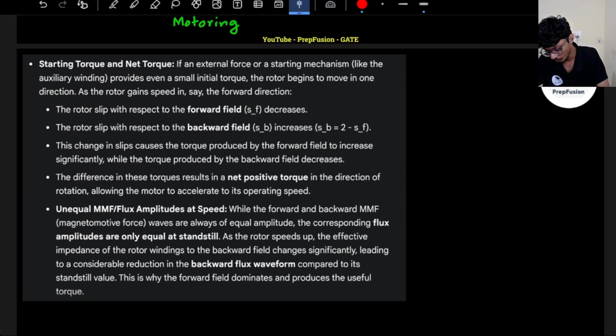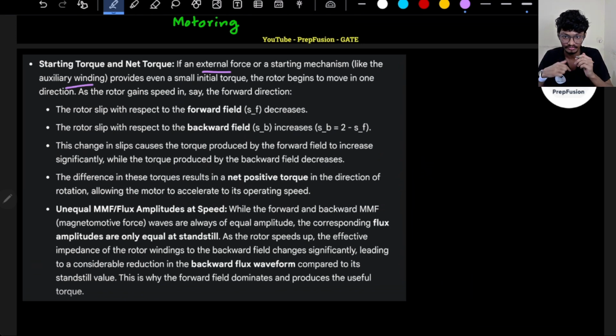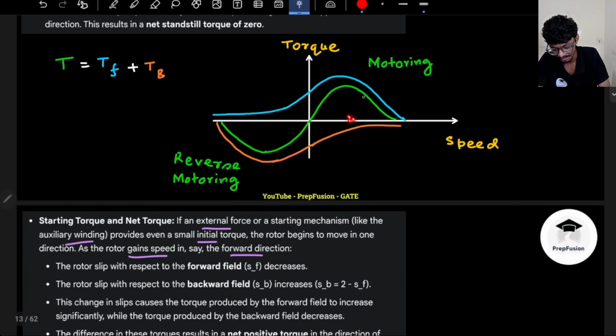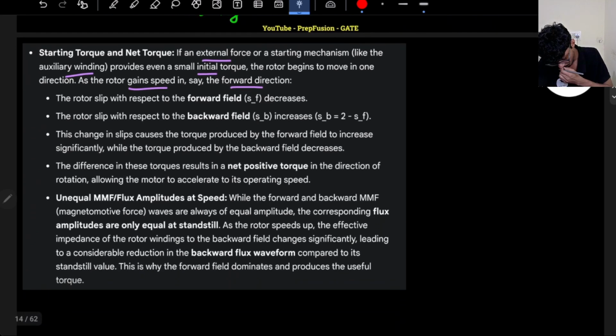Starting torque: again we have to exert an external force like an auxiliary winding to provide a phase shift that will develop an extra torque, with some small initial torque, so that the motor initially rotates. That's why if your fan stops, you just push the fan and suddenly it starts again. So maybe there was a problem with the auxiliary winding or something. As the rotor gains speed in the forward direction, it will operate normally, because I am observing that here if the speed is high, then the torque is also positive.